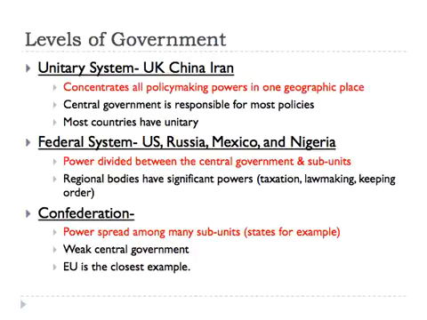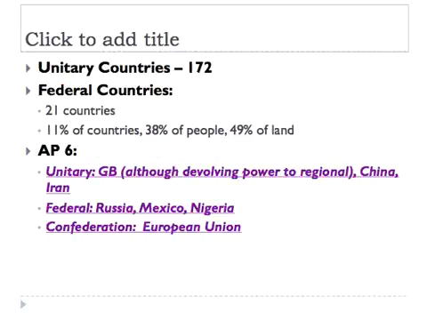And then there's confederation, where power is spread among subunits, and they have a weak central government. So for unitary governments, I believe there's 172, federal countries about 21. Again, the EU, I guess, would be your example of a confederation. So there's a look at some stats there and different types and where they fall.